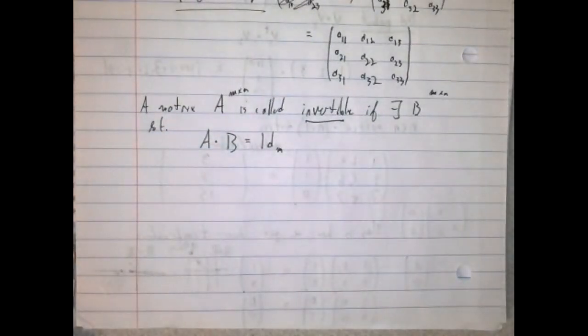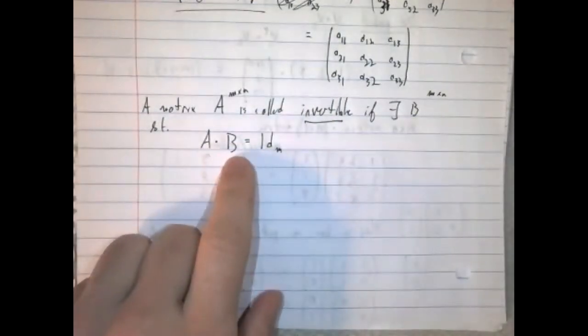Right, so this corresponds very nicely to our idea of what a multiplicative inverse ought to be. If you think about the rational numbers, the multiplicative inverse of a rational number is precisely the number such that when you multiply them together, you get 1. And that's exactly what we're trying to recreate here. We're saying a matrix is called invertible if I can find another matrix such that their product is the identity.